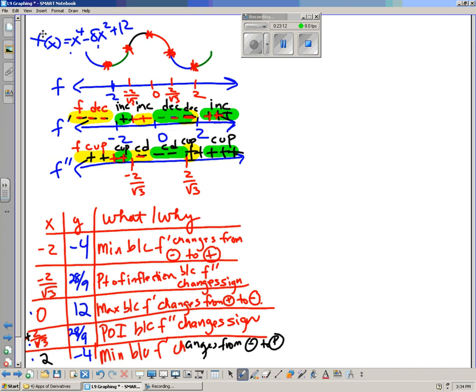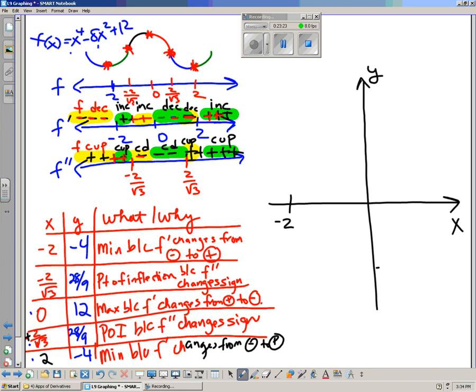All right. So I'm going to now plot the x and y values of all the important points. Negative 2, negative 4, negative 2 over root 3, comma 28 over 9, which is a little greater than 3, 0, 12, positive 2 over root 3, comma 28 over 9, and then positive 2, comma negative 4. Those are our important points.